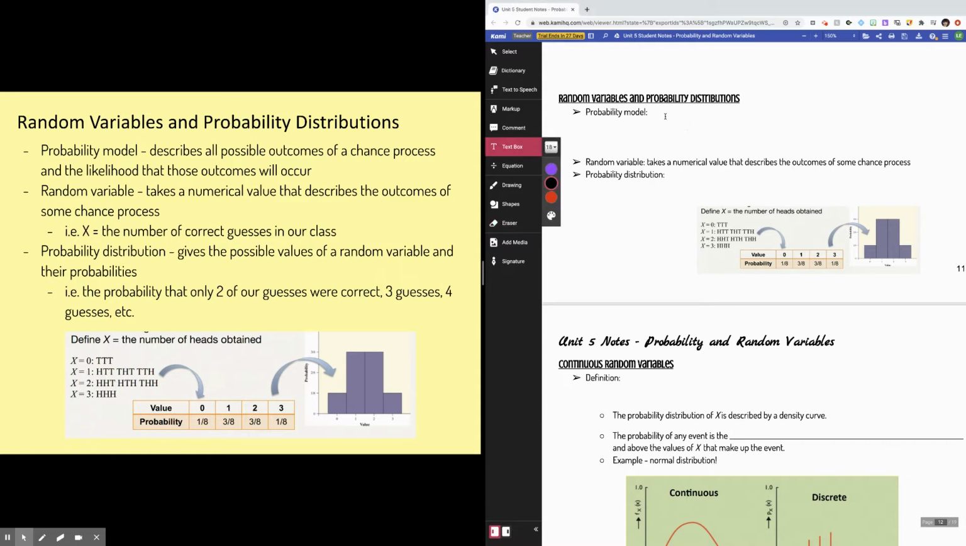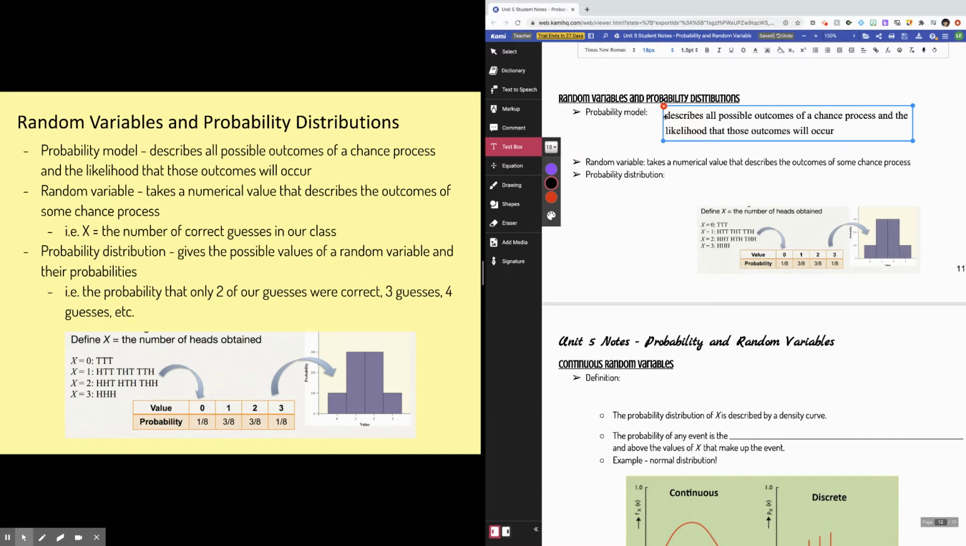The basics here is first we have to talk about what a probability model is. A probability model describes all possible outcomes of a chance process and how likely those outcomes are to occur. These probability models describe random variables.